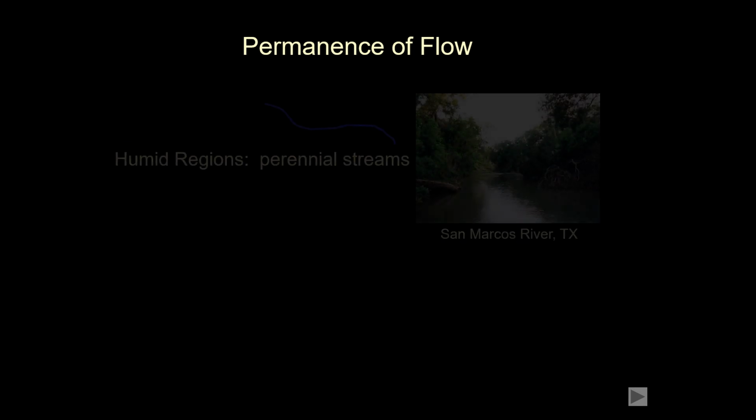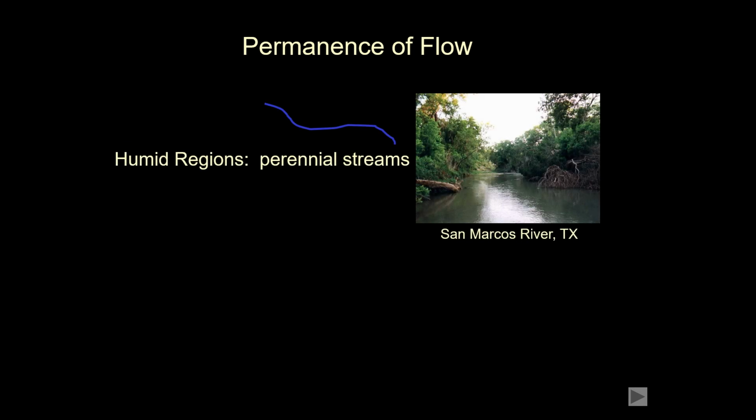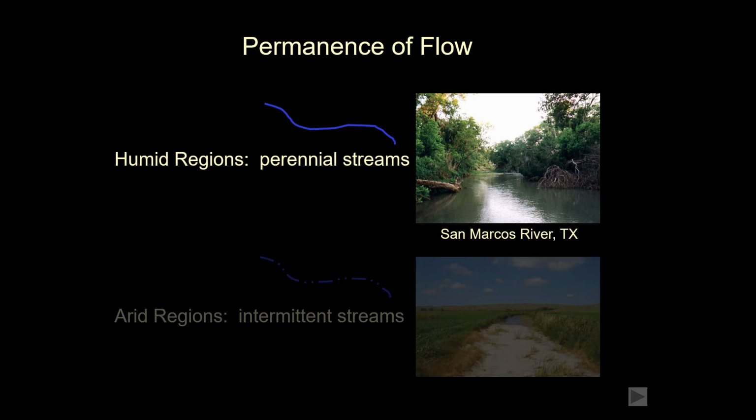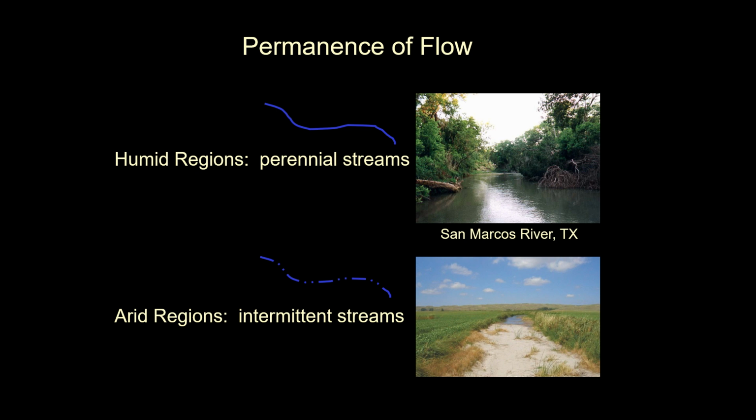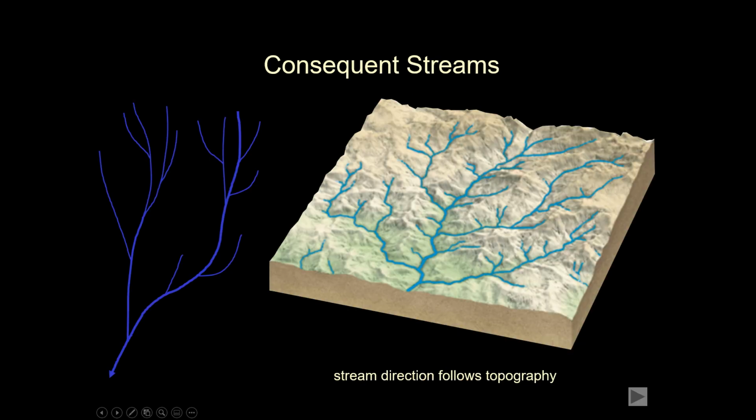Okay, a little bit about permanence of flow. Rivers and streams that flow through humid areas, where the streams and rivers are flowing all the time, are called perennial streams. So a stream that doesn't dry out and have a dry bed during some portion of the year is called a perennial stream. And streams that flow only during a portion of the year are called intermittent streams. I'm showing the blue line that you see in topographic maps for perennial, and this blue line broken by 2 dots representing intermittent streams.